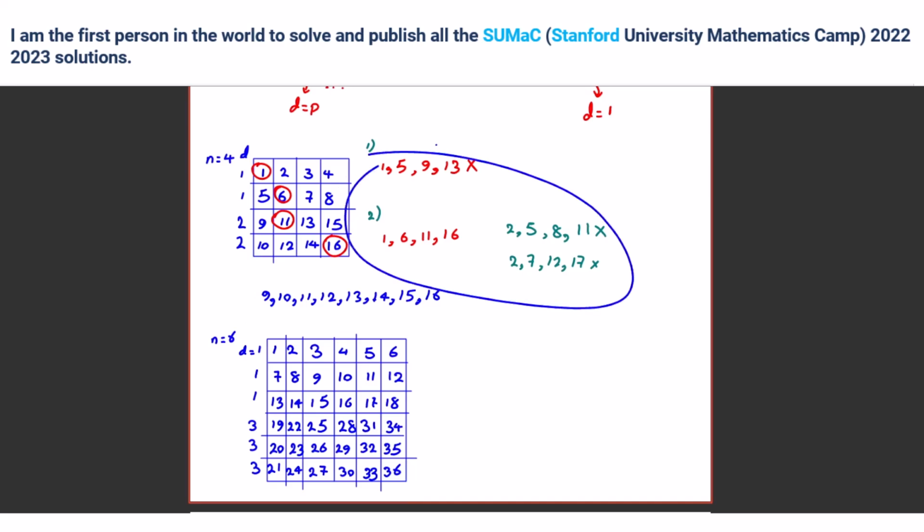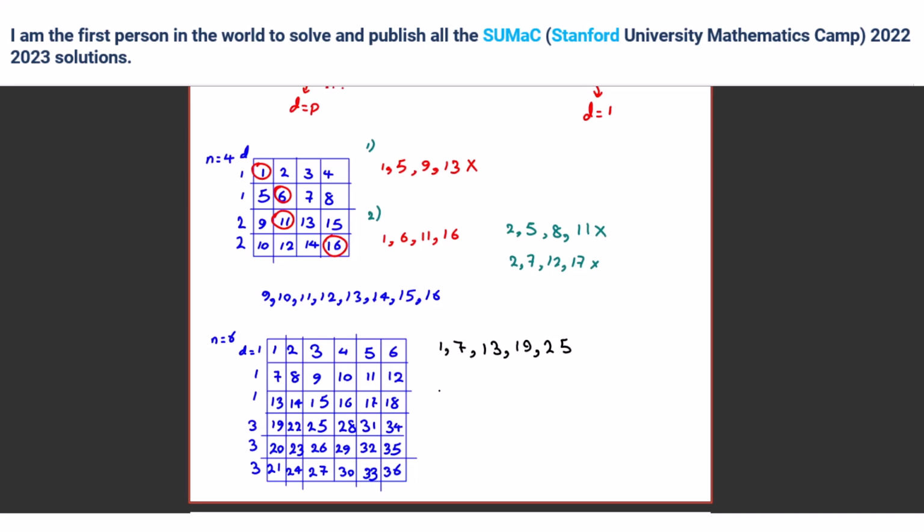And for 6, again by a similar approach, try to reject this table, okay? We're doing the same thing. For the column with 1, your options are 1, 7, 13 or 1, 8, 15. Okay, so let me write. 1, 7, 13. Next one is what? 19 and 25, right? And 1, 8, 15, 22, 29, 36. Yes, 29, right?